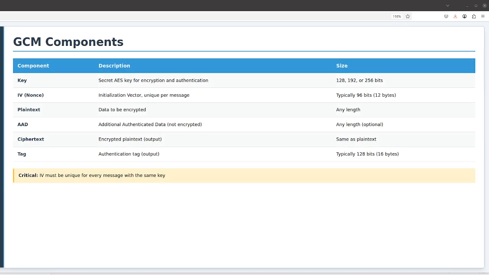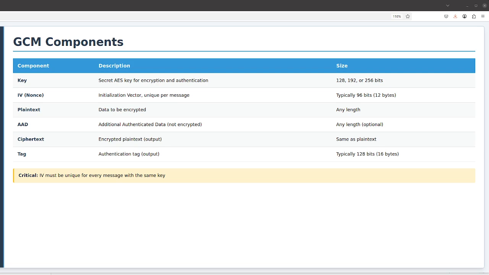GCM overview and components. GCM stands for Galois/Counter Mode. The name tells you exactly what it does. The counter mode portion means it uses CTR mode for encryption, which we covered in the previous presentation. The Galois portion refers to Galois field arithmetic, which is used for authentication. Let's break down the components.